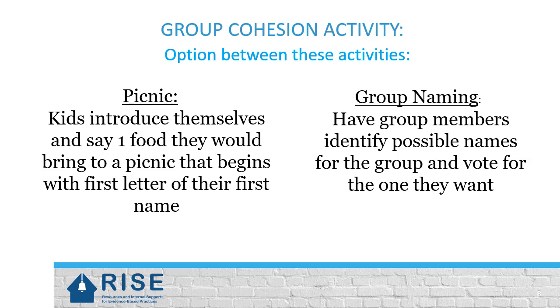Now, to get the kids starting to be comfortable with each other, you'll have them participate in one of 2 group cohesion activities. Option number 1 is the picnic activity. All members of the group, including the group leader, will introduce themselves and say one food that they'd bring to the picnic that begins with the first letter of their first name. For example, James may say he's bringing Jell-O. The other activity is group naming.